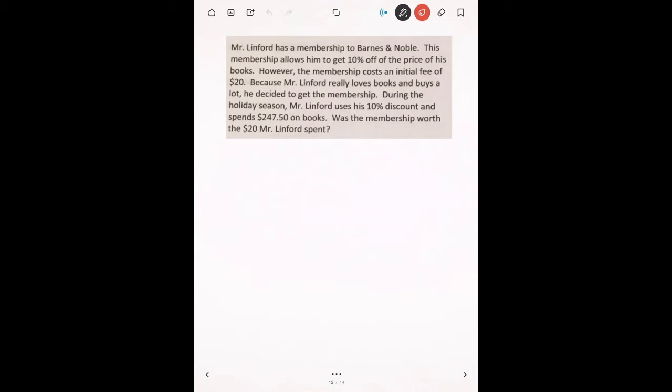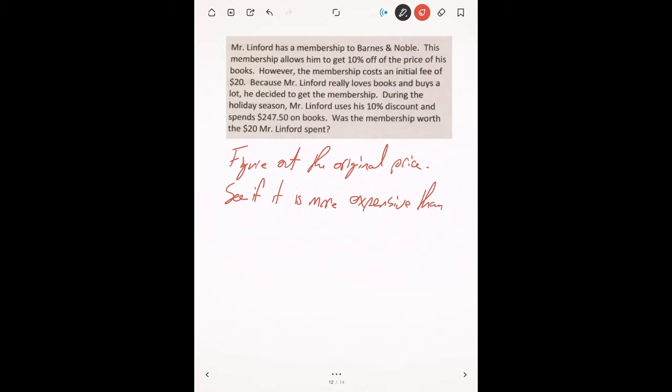So in reading this problem, what we're trying to do is, we want to first figure out the original price. We want to figure out what that original price of the books is, okay? That way, once we know that original price, we want to see if it is more expensive than not spending the $20. Meaning, did I save more than $20? So let's do the original problem first, the initial part, and figure out what was the original price of the books. So let's start labeling our information.